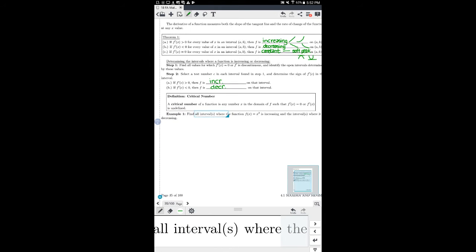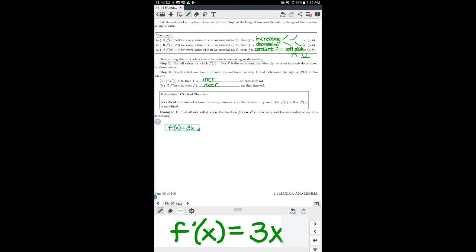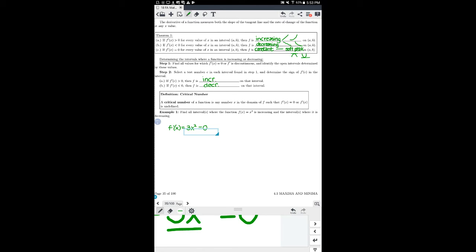We're just going to start off by finding the intervals where f of x equals x cubed is increasing and where it's decreasing. And that's going to lead us eventually into the relative maxima and minima. So our first step of our 2 steps is to always take the derivative and set it equal to 0. See where it's 0 or undefined. So my derivative of x cubed is 3x squared. And I'm going to take that derivative and set it equal to 0 and solve for x. To get x by itself, the first thing I need to do is divide both sides by 3.